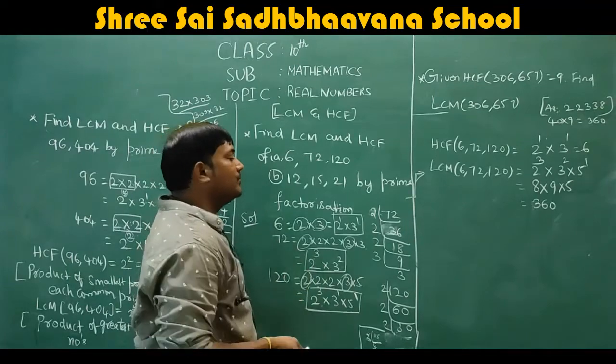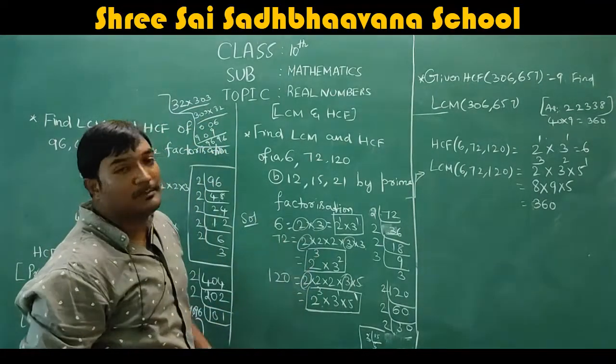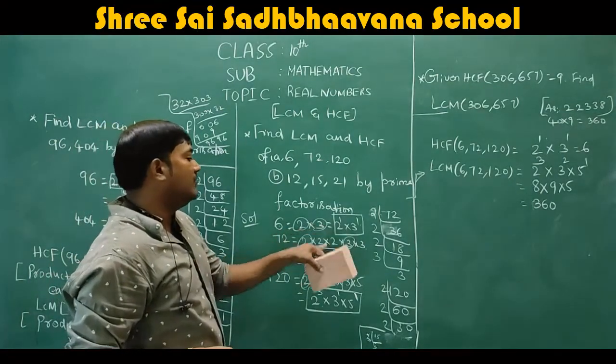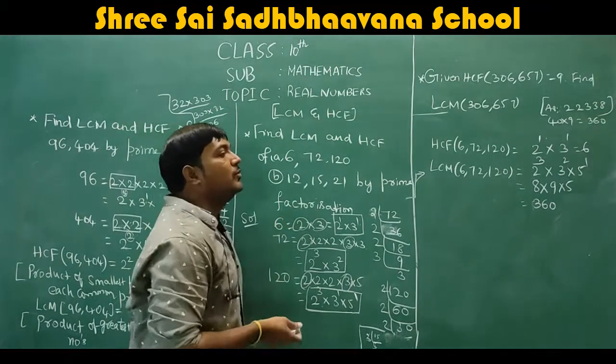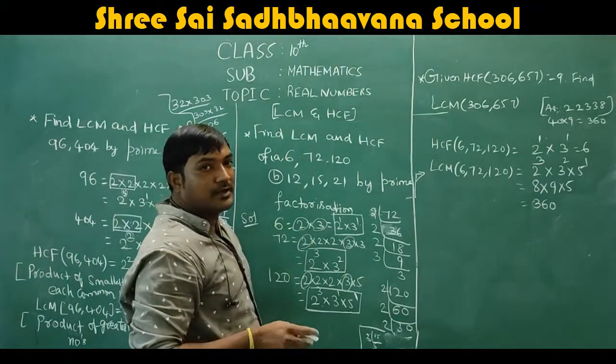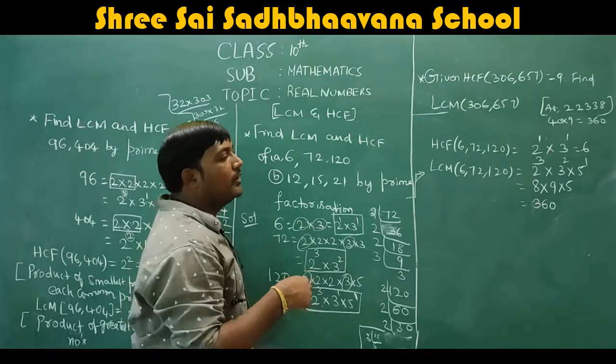Now coming to LCM. Don't write all the numbers repeatedly. First write all the numbers. How many numbers are there? 2, 3, 5. Only 3 numbers are there. Repeatedly we are not writing. Write those 3 numbers: 2 into 3 into 5. You should write with multiplication. Don't write 2, 3, 5. You should multiply and write. So 2 into 3 into 5.